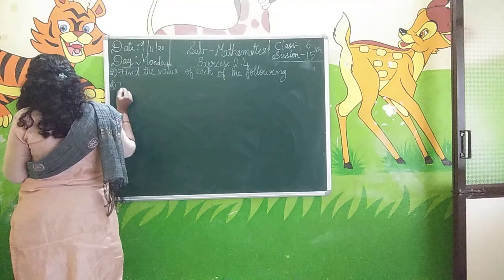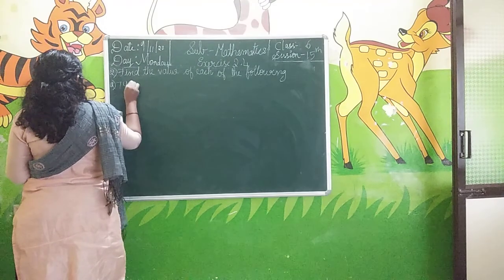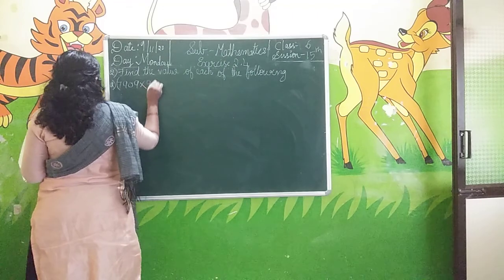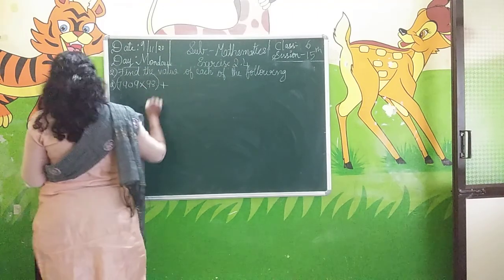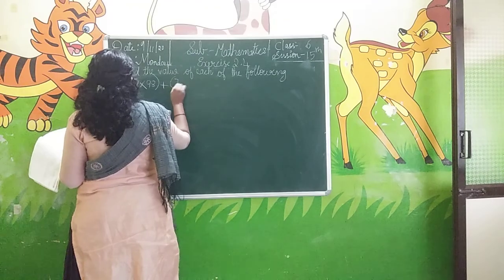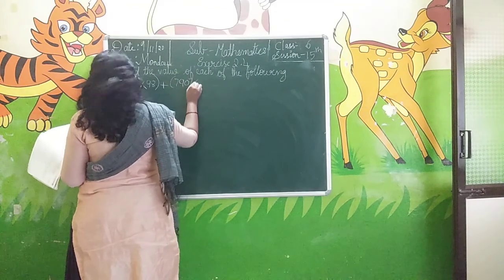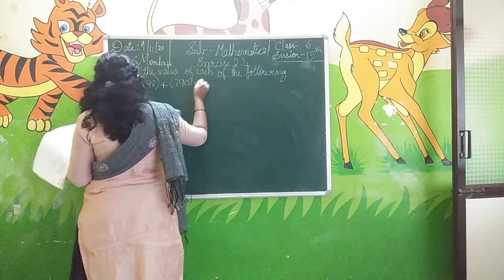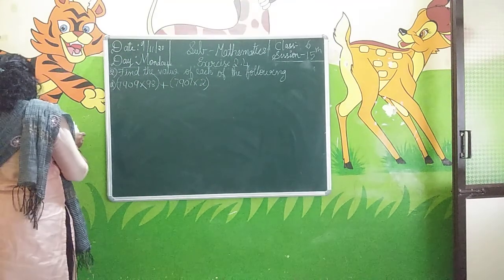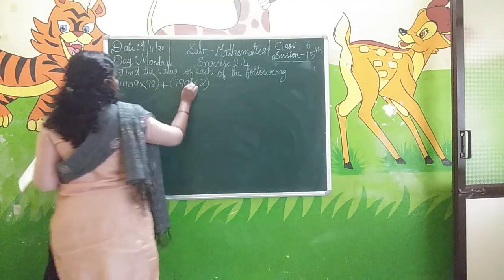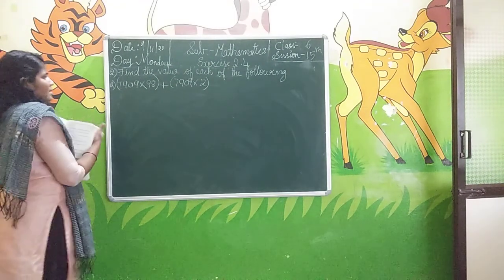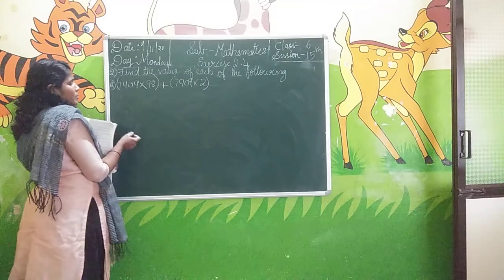The first one, what they have given: 7,909 into 98 plus 7,909 into 2. So what should we do here? This is the number they have given in the distributive property. We have to solve it.